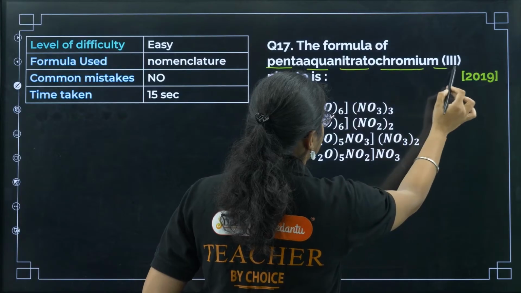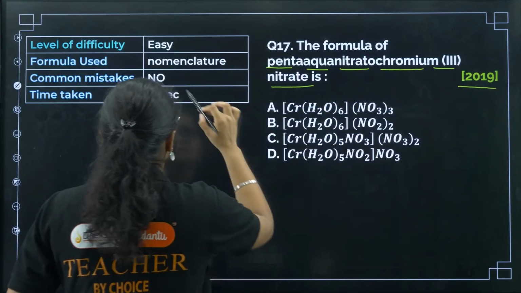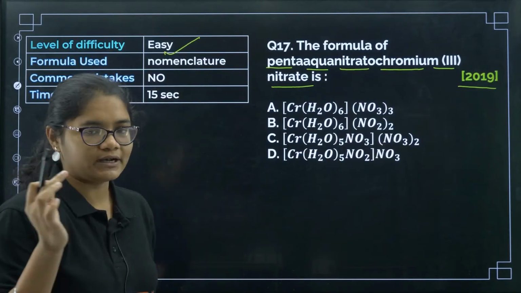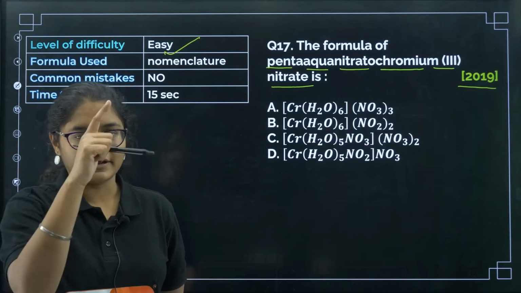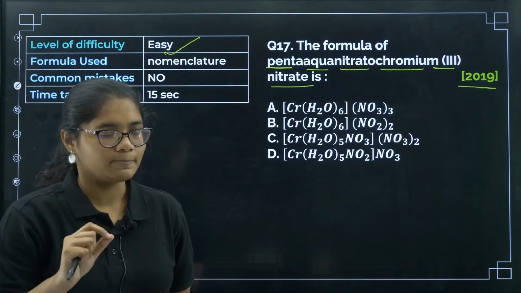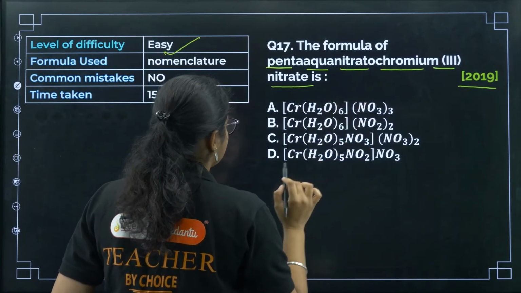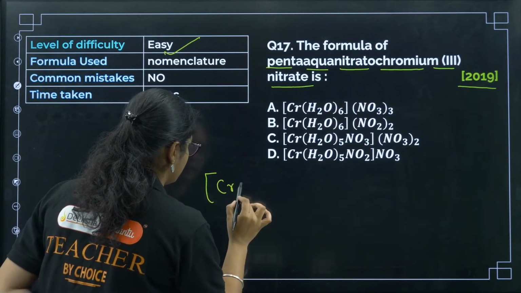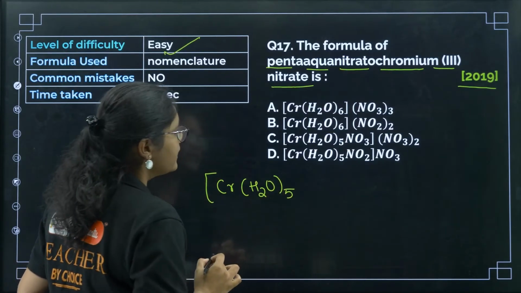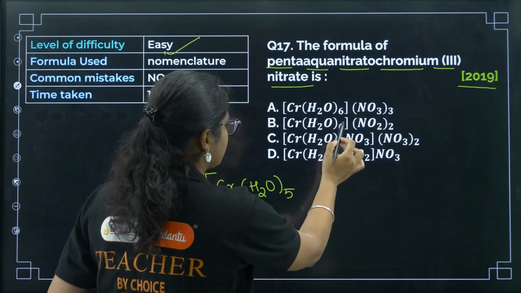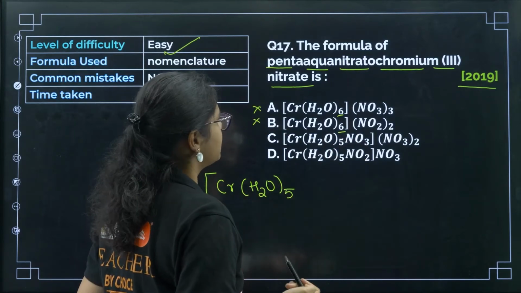Okay, fine. Next question, the formula of penta-aqua-nitrato chromium 3 nitrate is. Okay, this question was asked in 2019. This is also a very easy question, provided you know the basic rules and you know how to calculate the oxidation number, do the crisscross and write the formula. So first let us try. We have penta-aqua-nitrato chromium 3, right? So I'll first write chromium, then I have penta-aqua. So first of all I have penta-aqua, so you can see here 6 is there, we can eliminate these two. Okay, these two options are eliminated.